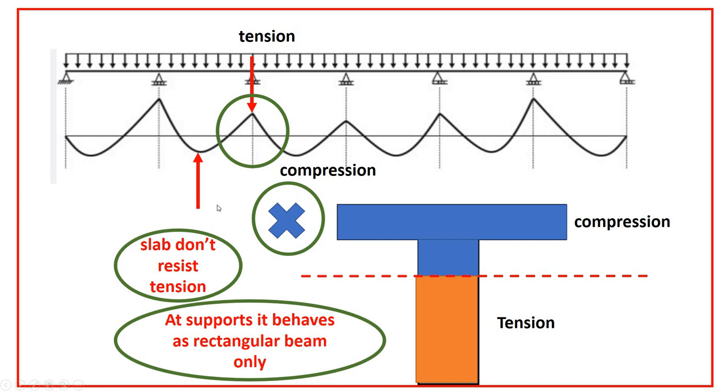Hope my dear students it is clear, right? So this is the problem with the continuous flange beam, right? At support it acts as a rectangular beam only, no T action is developed, right? So my dear students, I hope it is clear.